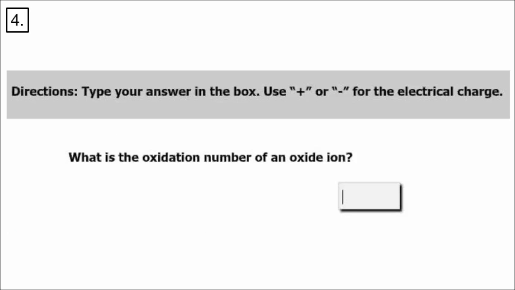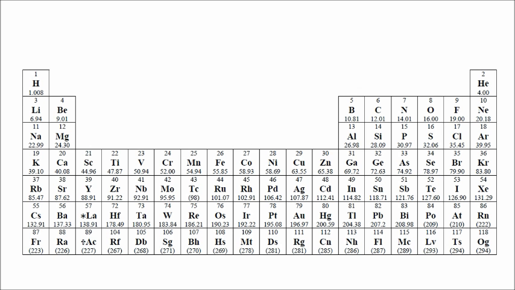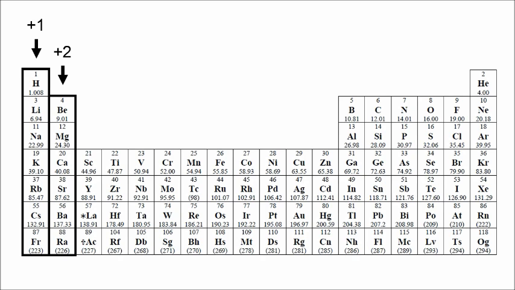Number 4 is not a multiple choice question, but rather we have to type in the box the correct answer. What is the oxidation number of an oxide ion? Now don't worry about that phrase, oxidation number. Just think of it as the charge on the ion. So on the periodic table, there are patterns for what charges we see. In the first column, those compounds will generally have a +1 charge. Those elements have a +1 charge.